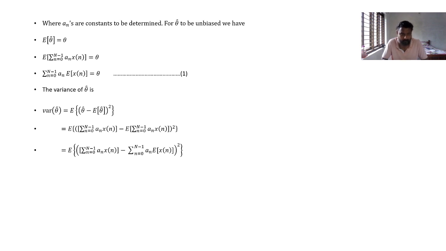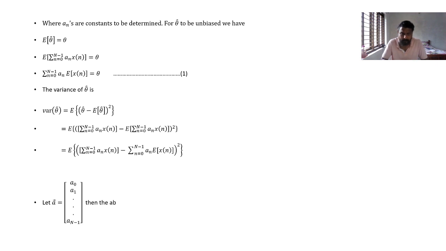I think it is clear to you, because already you know theta cap is nothing but sigma n equal to 0 to n minus 1 a_n into x of n. The second term, E of theta cap square, is also sigma n equal to 0 to n minus 1 a_n x of n, the square. So I bring the expectation inside the sigma. Now I will take the vector A, that is a_0, a_1, etc., a_n minus 1. Then your above expression can be rewritten as follows.